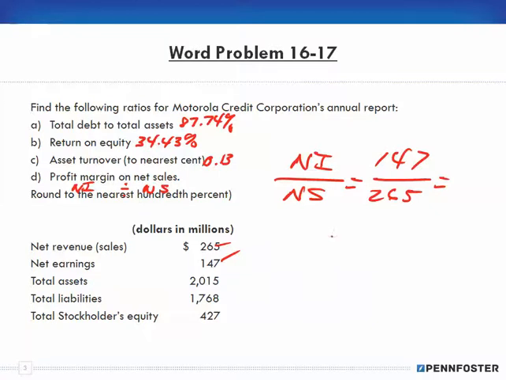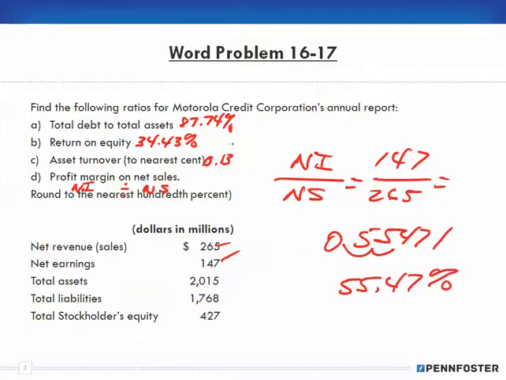And that gives me 0.55471. And I'm rounding to the nearest hundredth percent, so I have 55.47, and the one we're rounding down, so it's 55.47%.